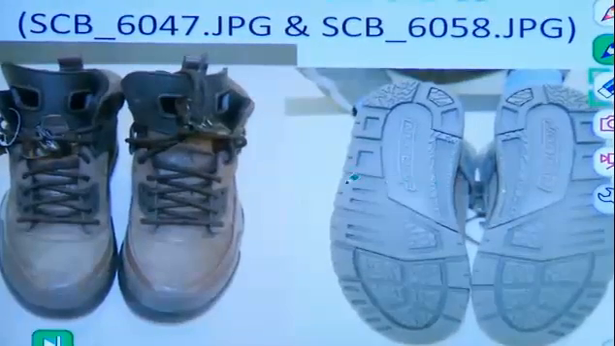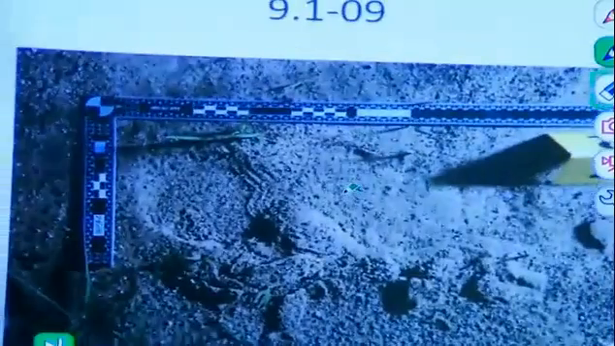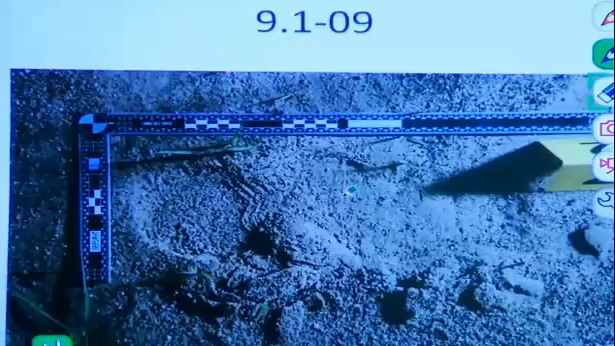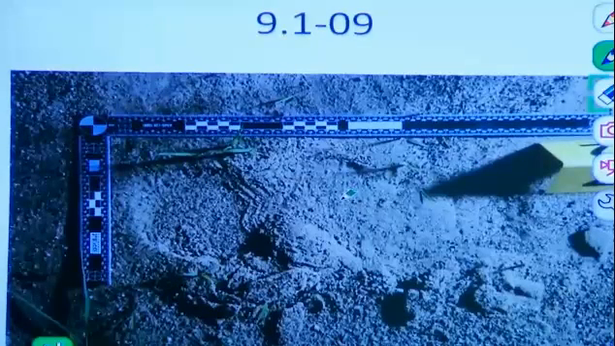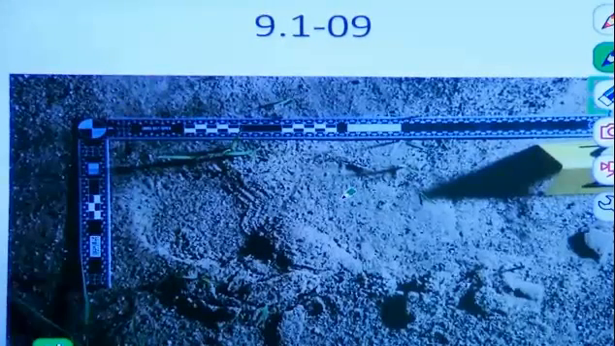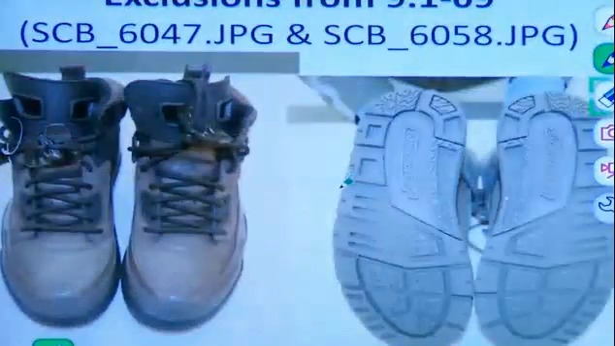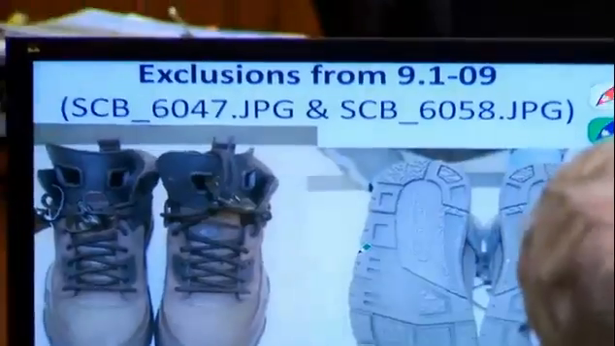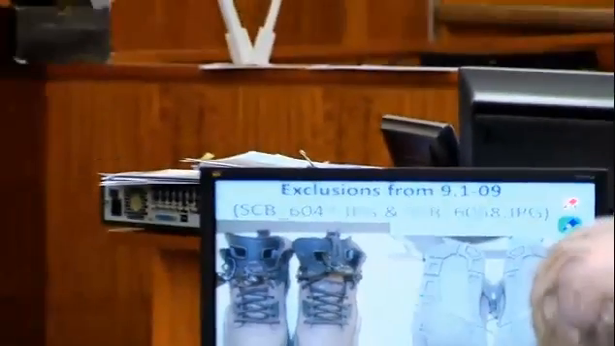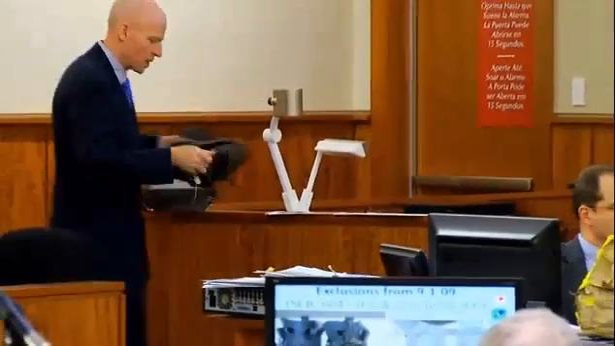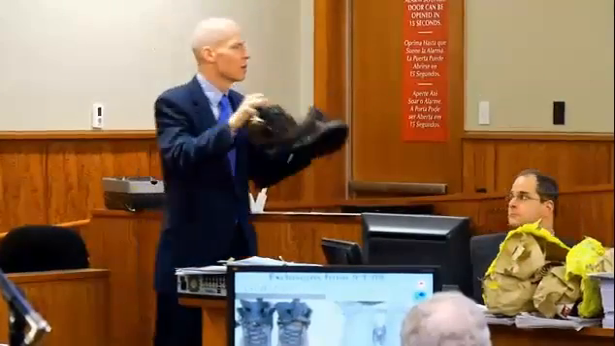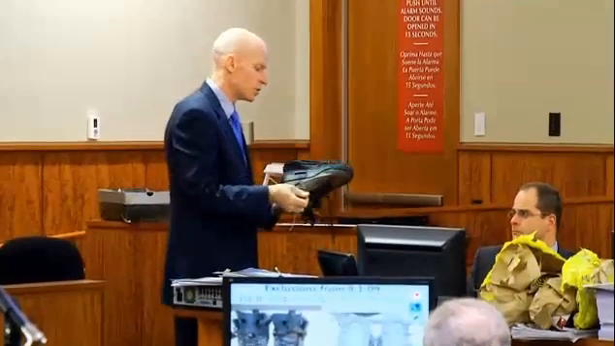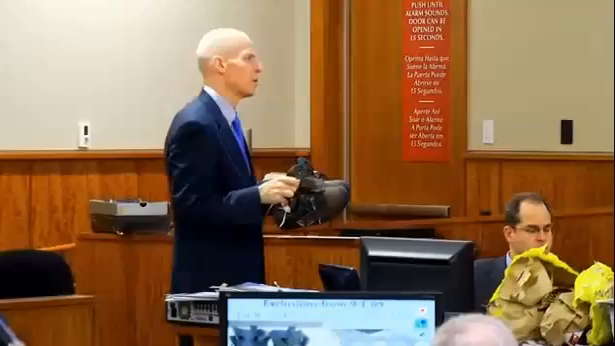You've been able to compare that impression to 9-109. Yes. And what did you find? Excluded due to manufacturing design of that shoe. Were there any similarities between the two? No. I'm just going to show you what's marked 360. You recognize these? Yes, those are the Air Jordan Spizike hiking type boots. Did you use this pair in the course of your examination? I did.